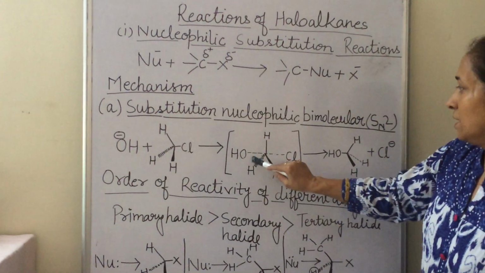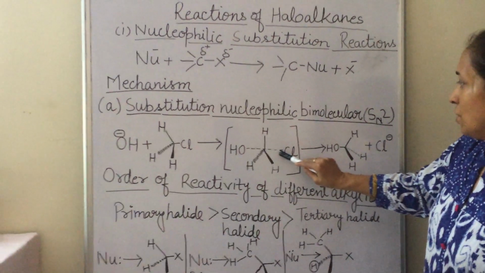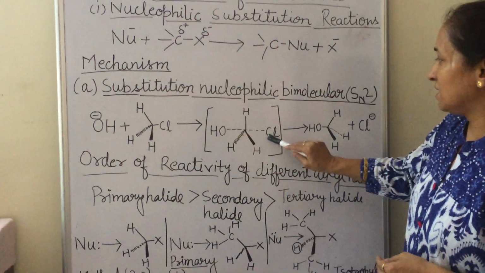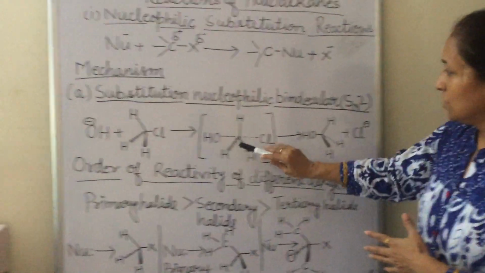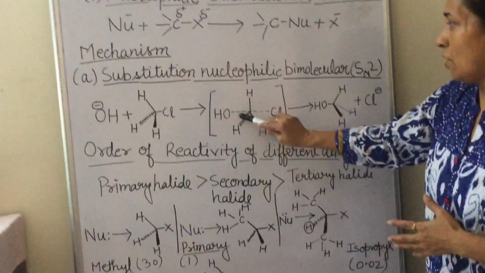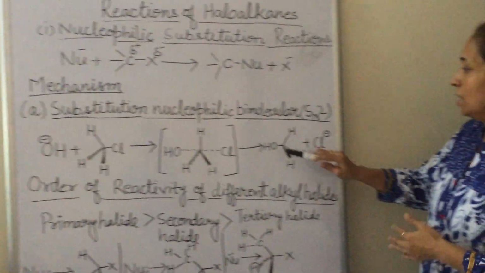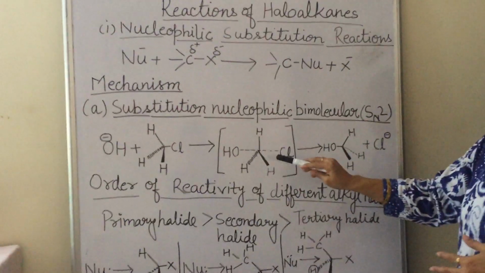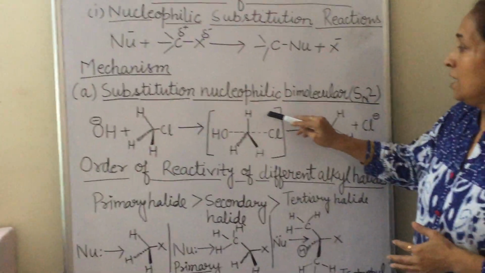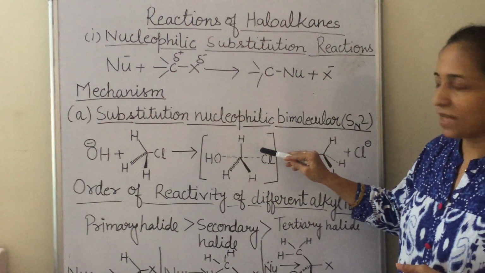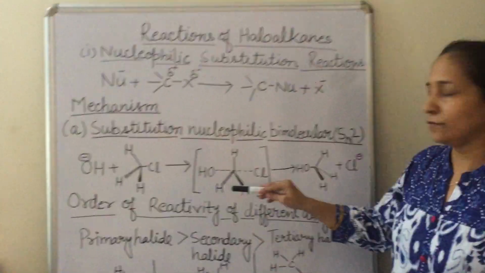Immediately, these dots, actually dotted bonds, represent that this is the incoming group and this halogen is the leaving group. So this is unstable. A new bond is forming and the halogen is leaving the molecule. And in this state, there is one more important thing. Inversion of configuration also takes place. I'll explain what inversion of configuration is.